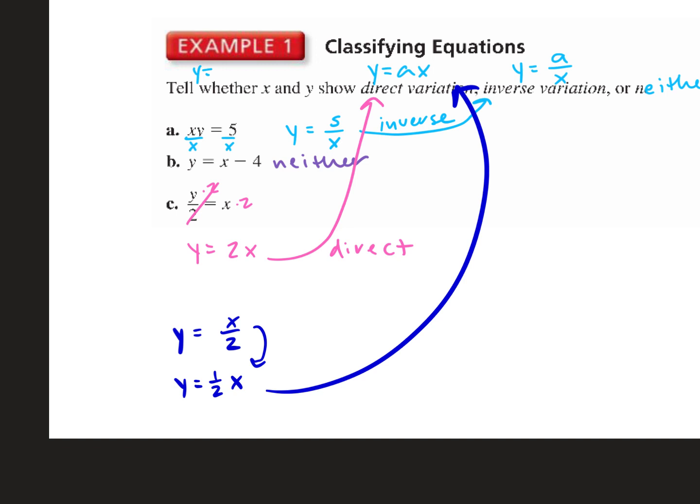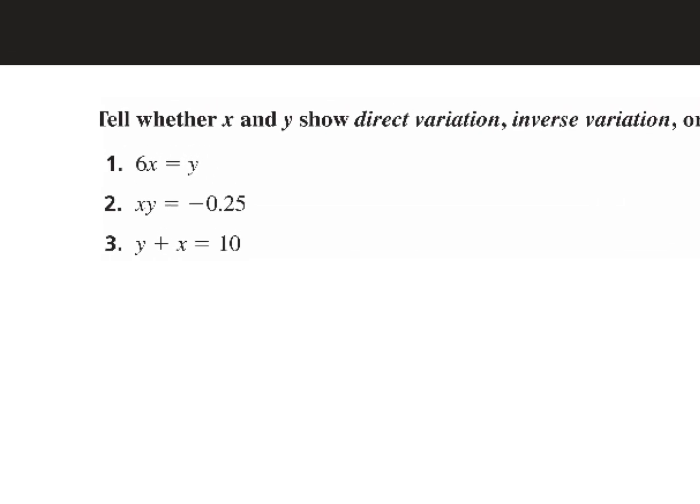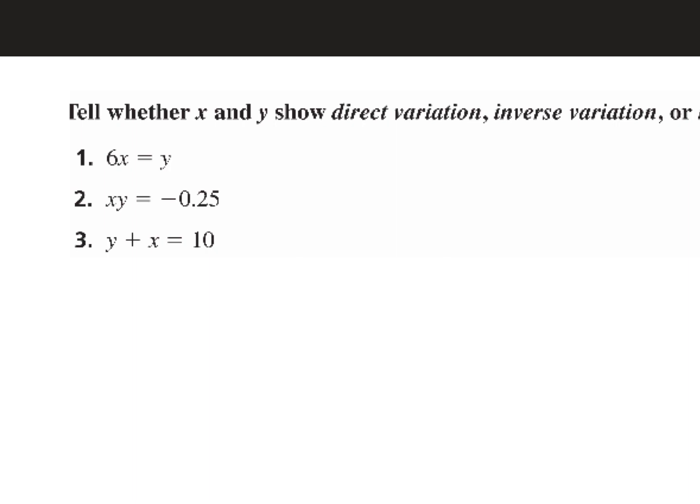Well, it could be x divided by 3. That would be 1/3 x. It could be y is equal to 4x over 3. This is the same thing as saying 4 over 3 times x, which would also be direct variation because you're multiplying the x. All right, for number 1, we have the y equals already. It's just in the opposite order, but it doesn't matter. So y is equal to 6x. Would that be direct, inverse, or neither? Direct. Awesome, because our direct is y is equal to a times x. So since that x is being multiplied by a constant, it is direct.